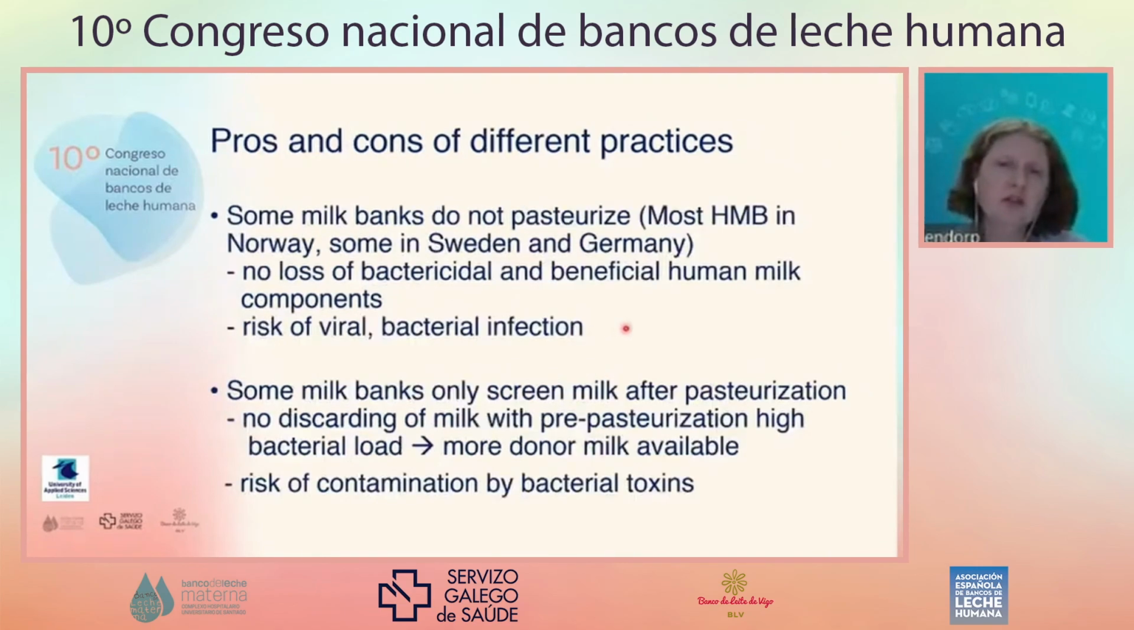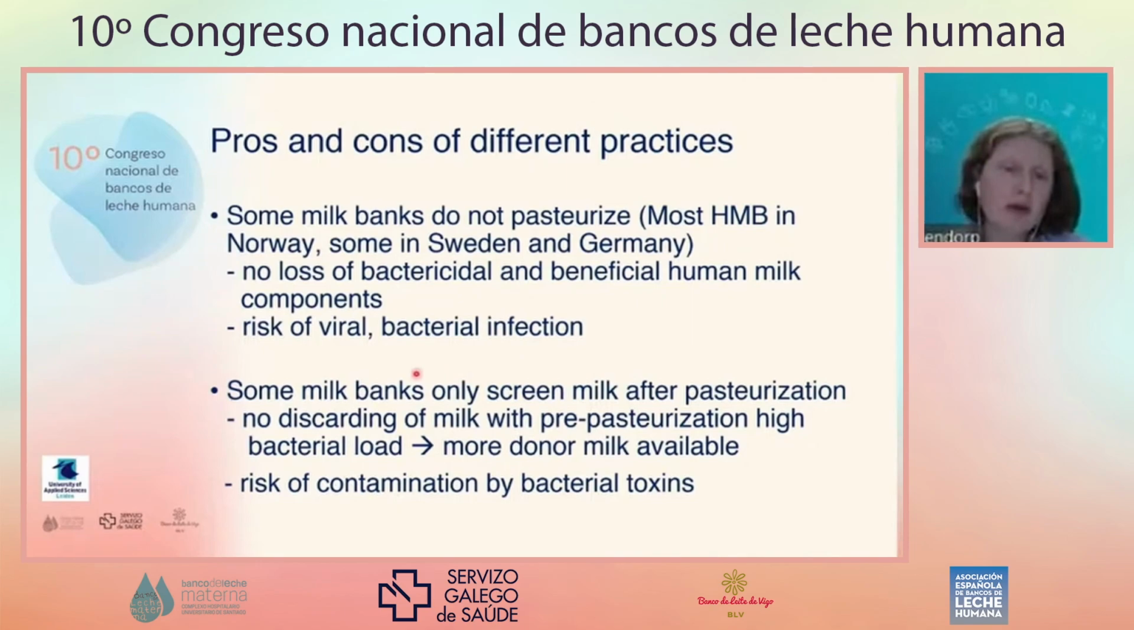If we look at all these practices, there are some pros and cons, of course. There are also milk banks, for example, most of them in Norway, some of them in Sweden and Germany, that do not pasteurize the milk. So they give raw milk to infants. And of course, they do the bacterial screening. And that has an advantage because if you don't pasteurize, you would not lose these beneficial human milk components. But there's also a risk because pasteurization is not only to destroy bacteria, but also to destroy viruses. So there might be a risk of a viral infection.